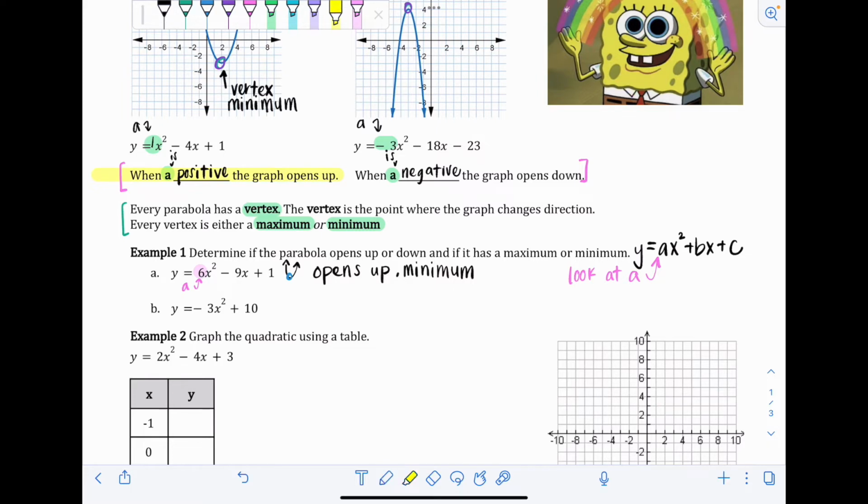Okay, so when you see a minimum, or when you see a lowest point, that means that it's a minimum. It's like a minimum value.